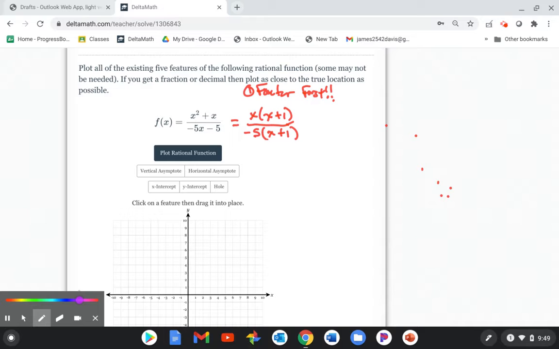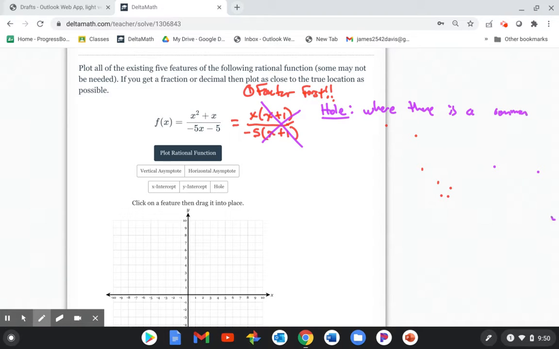Now what you've probably noticed is you get an x plus 1 on the top and the bottom. So you're going to go ahead and cross that one out. That's going to make our next few things a little easier when we have to find the vertical asymptotes and the x-intercept in particular. But one thing I want you to notice as well from the outset is this is a hole. Holes occur where there is a common factor that cancels. So that's probably the easiest thing to identify first, where there's a hole.